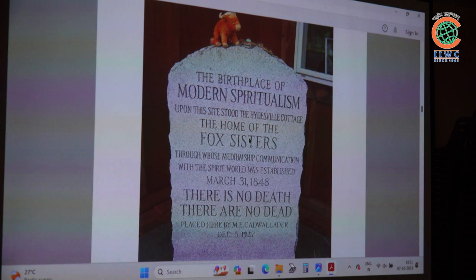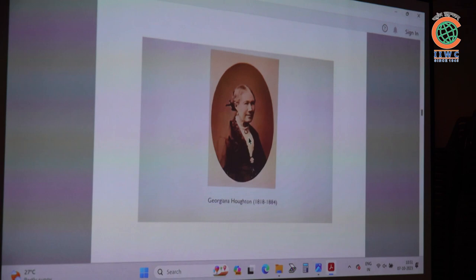Then what happened, in the later development, Georgiana Houston, 1818 to 1884, she painted about the spiritual art. She called it spiritual. At the same time, you remember in our Indian thing, we had the tantric, the Bhopal group, after J. Swaminathan, Biren De, G.R. Santosh and all that. So they were doing the similar thing.